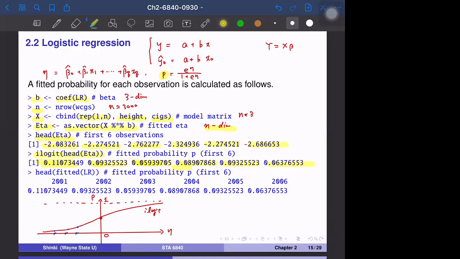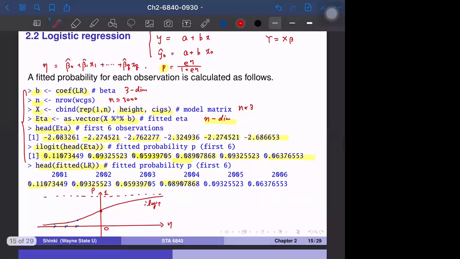So for each individual, given the height and the number of cigarettes smoked, the probability of getting heart disease is between 6% and 11%, depending on those two variables. Actually, this can be obtained by just using fitted of the LR object, the logistic regression object, and we get exactly the same numbers. But here the objective is to show what's happening behind the code. So now we have finished how to estimate the fitted values.